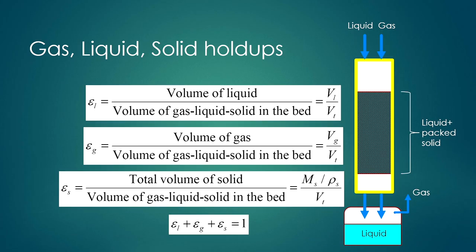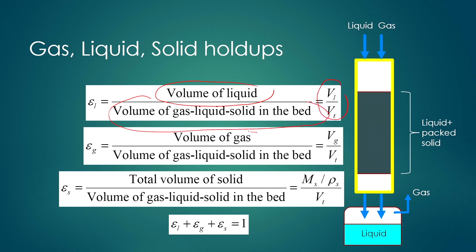Now, to calculate the single phase frictional pressure drop, even the gas phase frictional pressure drop, you have to know what the volume fraction of the liquid and gas inside the bed will be. To calculate the volume fraction, you have to know the volume of the liquid in that packed bed and the volume of the gas, liquid and solid mixture inside the bed. So, that will be like this.